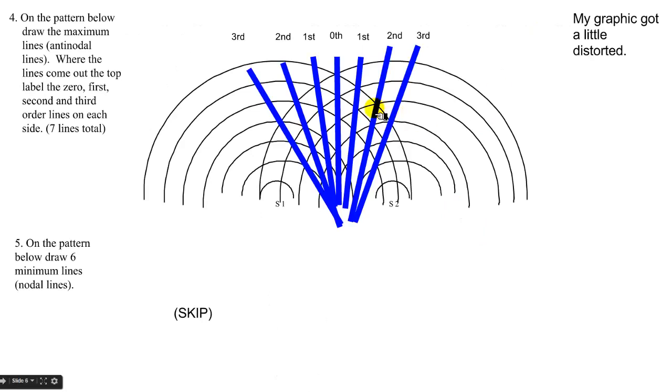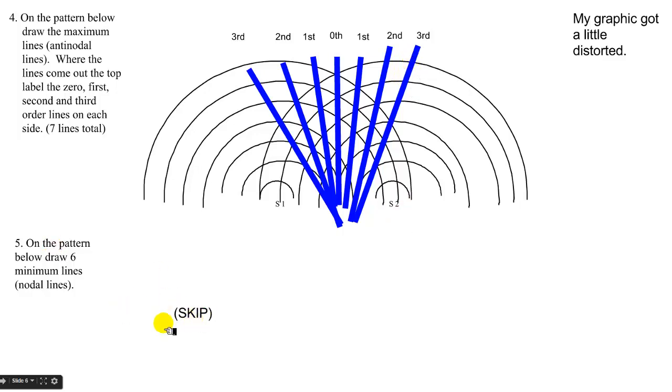Now my graphic here got a little distorted, and it's actually kind of good because that way we can see what it looks like in a non-perfect situation, if you will. It asks us to draw these lines that connect the crests, and these are going to be really important for us because in these situations we get just constructive interference along these lines. We'll call this first line right here the 0th line. Then on the other side there's a first line of constructive interference, a second line on either side of constructive interference, and a third line of constructive interference.